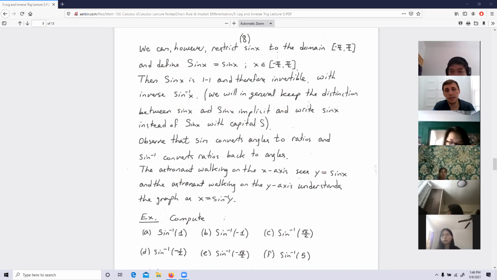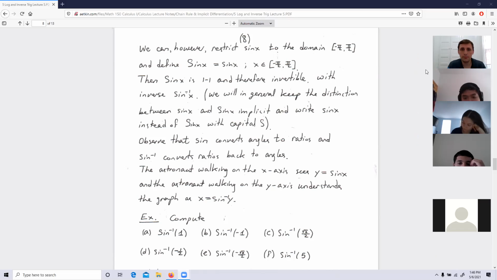Another way of asking it: the sine of what is equal to 1? Very good. The answer is clearly pi over 2. So the answer here is pi over 2. Let's write it over here. Sine inverse of 1 is pi over 2.